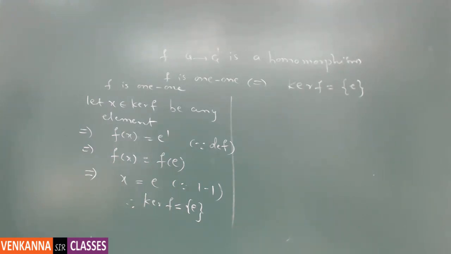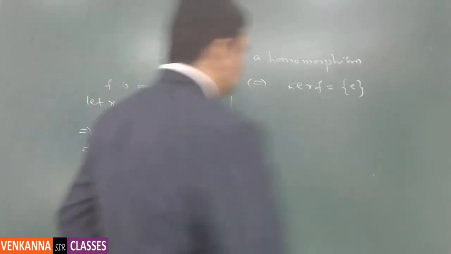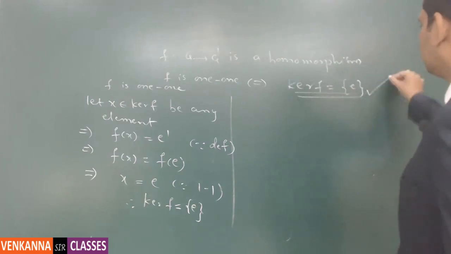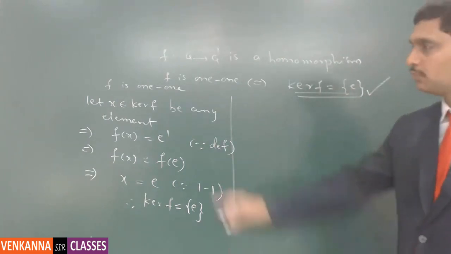Is the logic clear for everyone? The strategy, how we are going to prove? All of you? Right? Now let us go with the converse part. So you assume this condition. Now we have to prove that f is 1-1.